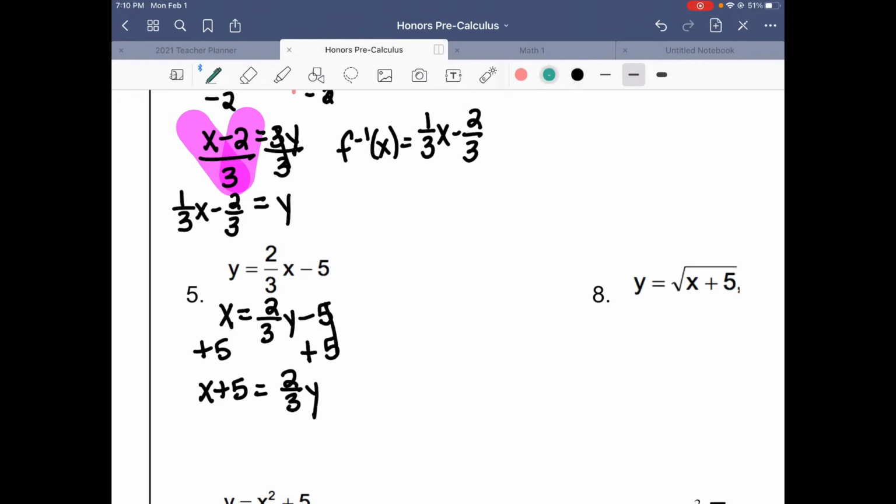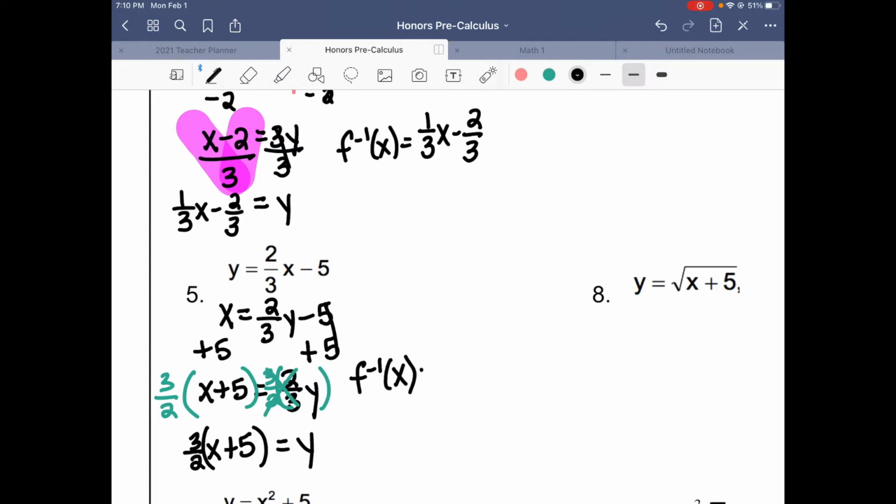Now, when I'm dealing with fractions like this, I like to go ahead and multiply by the reciprocal. So we're going to multiply both sides by 3/2. And in doing so, that's going to cancel my fraction out. So I have 3/2 x. And you can leave it in parentheses or you can multiply it out. It's completely up to you in that type of situation.